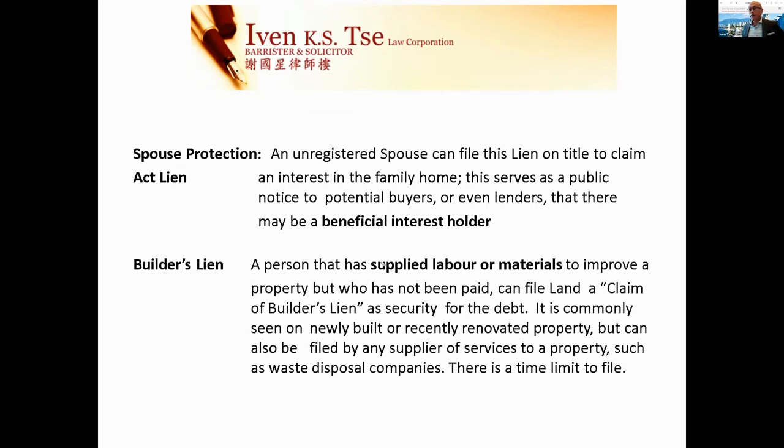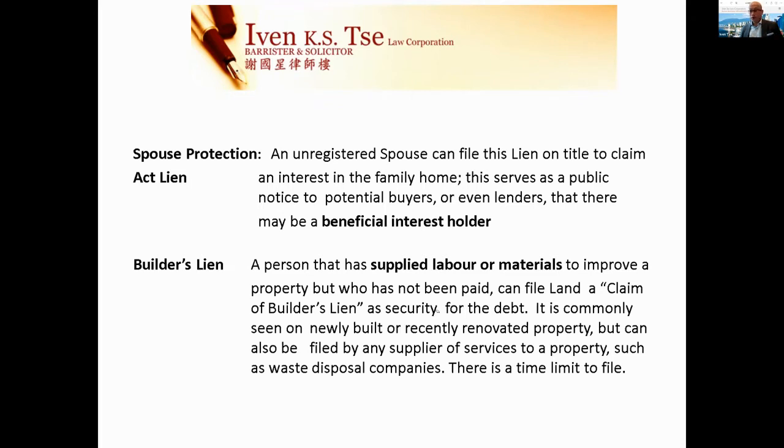So if there's an unregistered spouse on a property and there's a dispute as to the ownership of this, the unregistered spouse can file this lien as notice to everyone that there's an ownership interest in the home, but not registered. So this person who is a spouse may be considered a beneficial interest holder. We'll talk a little bit more about what that means. So basically, someone who's not registered who actually owns it by reason of law, such as getting married or by other reasons.